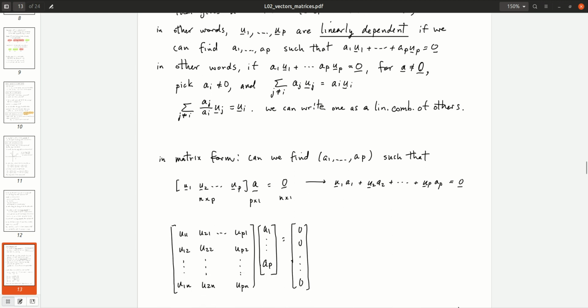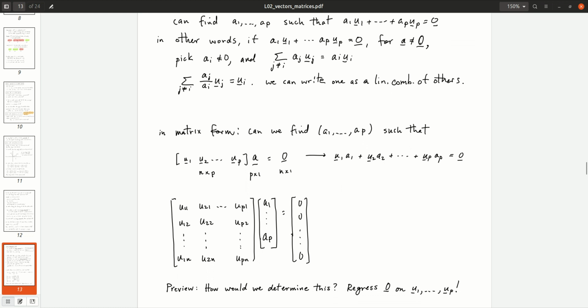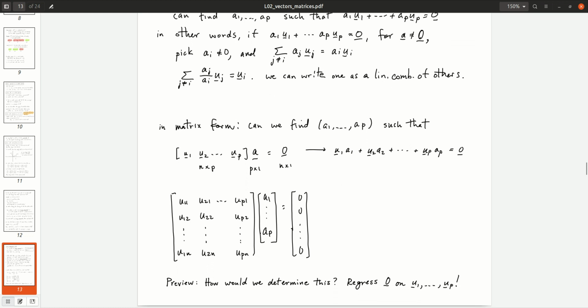Okay. Now we can think about this definition for linear independence in matrix form. So you have a set of p vectors u1 to up, and the question is, are they linearly independent or not? And that question becomes, can we find an a1 to ap that are not all equal to 0, such that this matrix multiplication gives you a 0 vector?